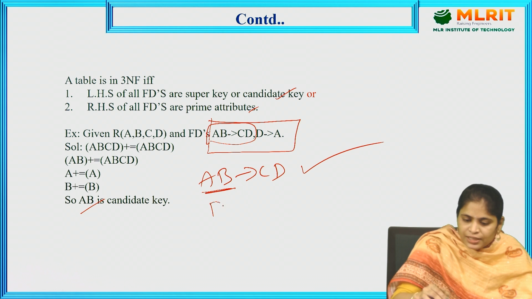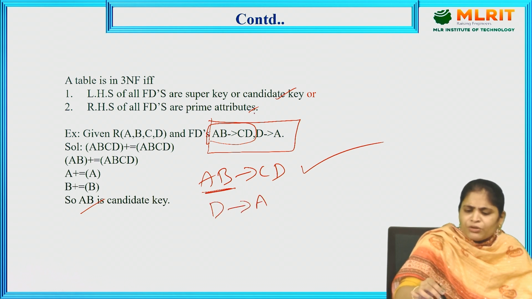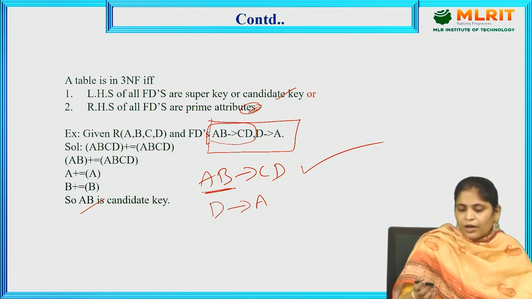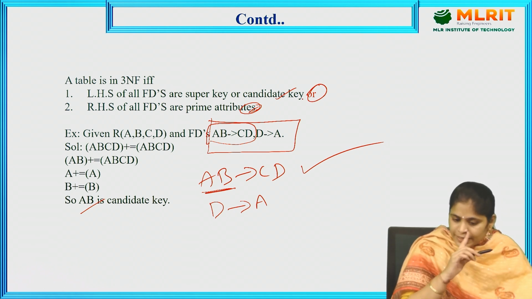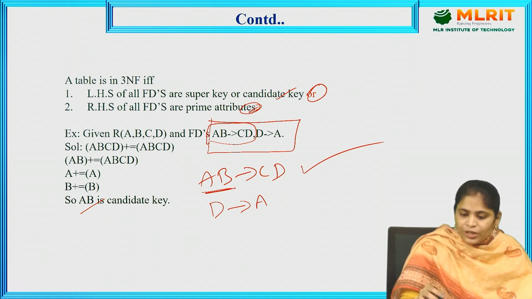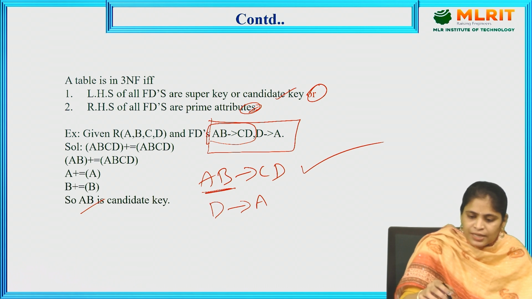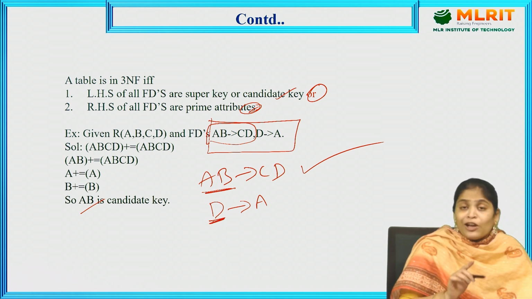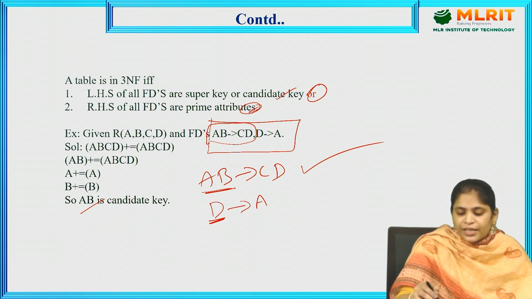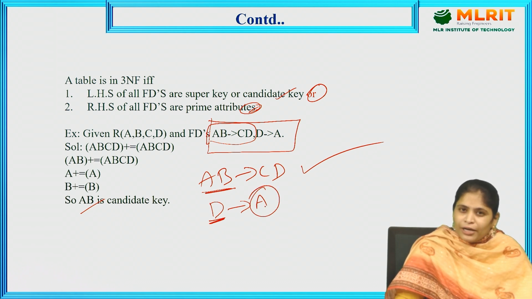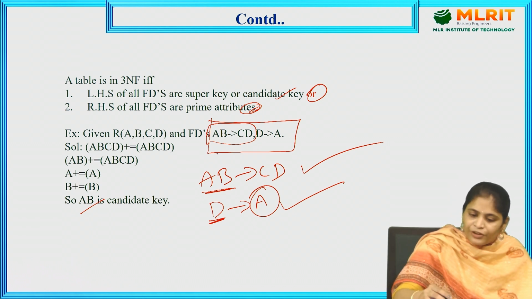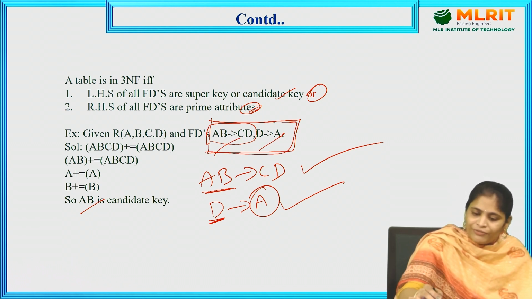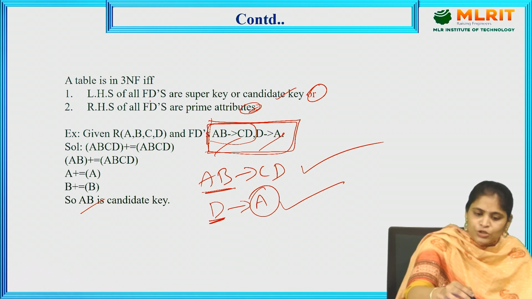Let us consider D tends to A. Why? Because we need not check the second rule. Obviously, it is an OR condition, right? Any one of the rules will be satisfied. What is the second one? D tends to A. So, D tends to A. What is the LHS? LHS is nothing but D. Is it a candidate key alone? No. Let us check A. A is a prime attribute. RHS? Yes, it is a prime attribute. So, for all FDs, the given two FDs, we are satisfying these 2 points.